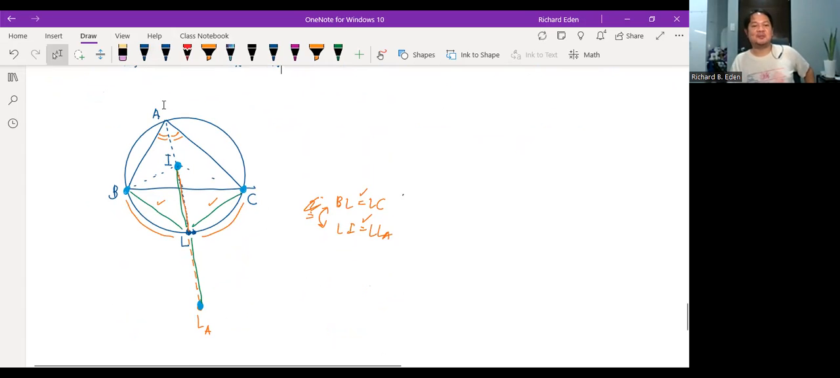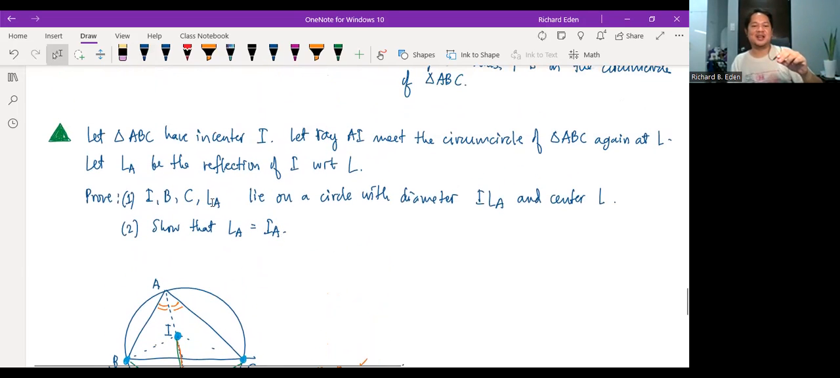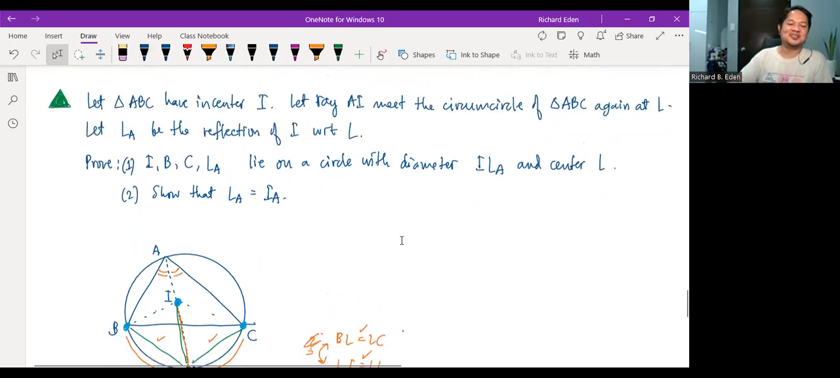So remember, the incenter and the excenter are... this is even another way to draw it. Once you have the incenter, extend it until it meets the circle at point L, and then extend it. Then figure out the reflection of I with respect to L. That's why, earlier, I made a mistake: instead of L sub A, I wrote down I sub A, but that's because of number 2. L sub A is going to turn out to be the excenter.